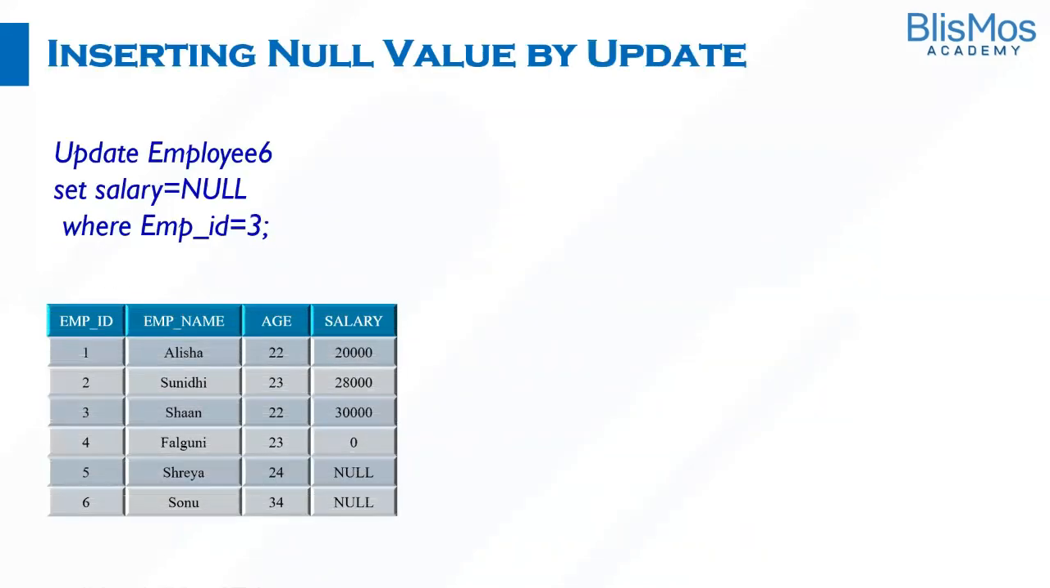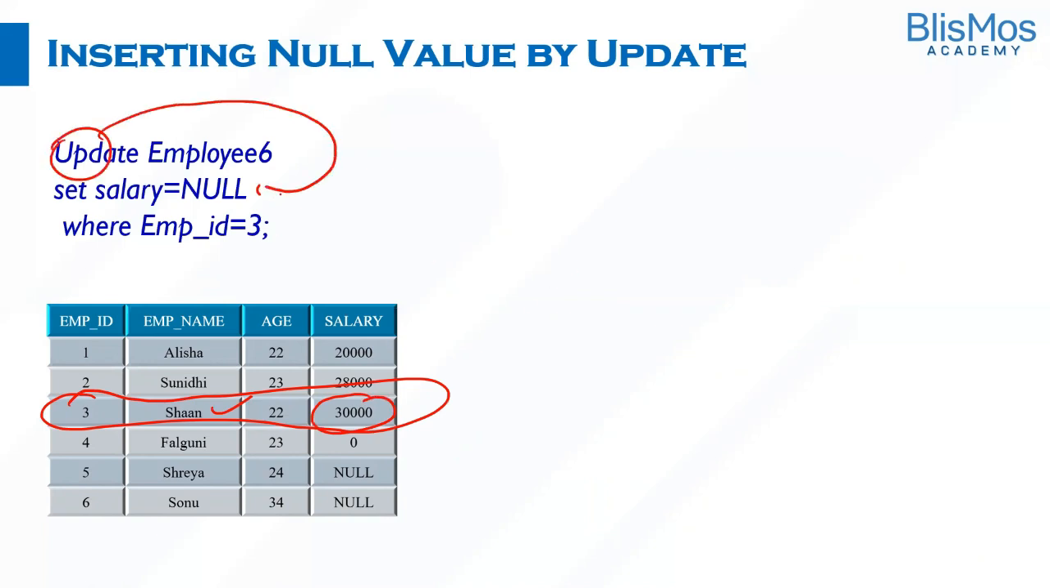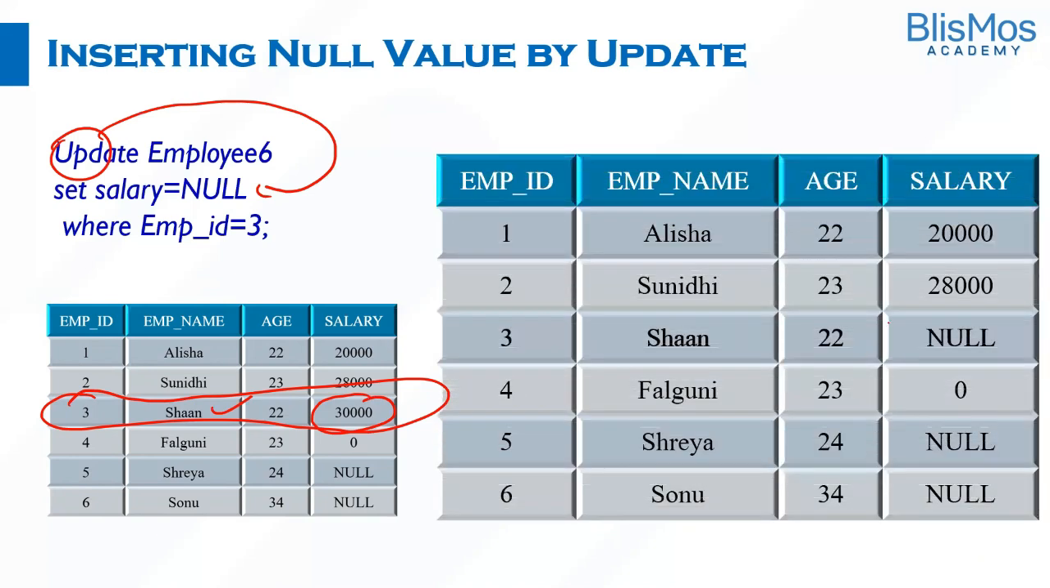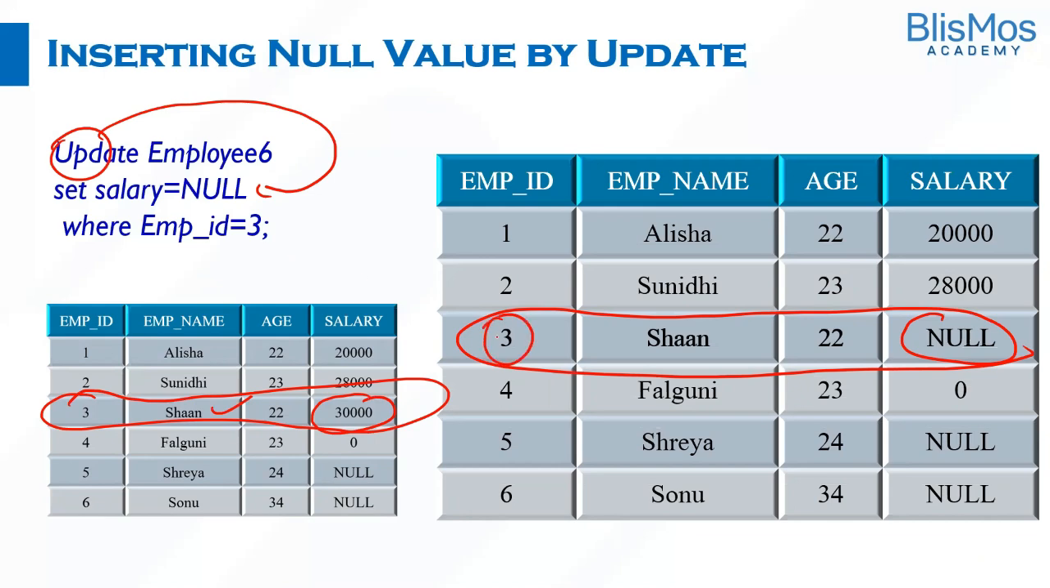Very, very simple. Here, let us say we have a record with the employee number 3 and the name is Sean, and we have a salary of 30,000. I can go ahead and update that with a null by using this update statement. After running this statement, it will insert the null value into this particular record, because we are saying update employee 6, set salary null, where employee ID is equal to 3. So this is the employee ID is 3 and this became null. In this case, there was already a value and we updated the value with the null value.